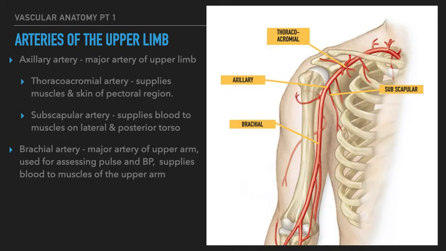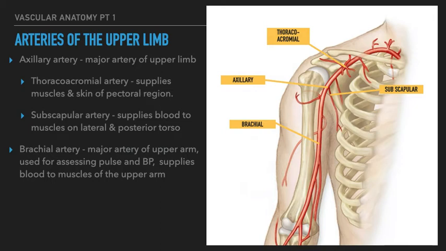Next is the brachial artery. The brachial artery is the major blood vessel of the upper arm. It is the continuation of the axillary artery beyond the lower margin of the teres major muscle, which isn't shown in this image. So it's going to continue down the ventral surface of the arm until it reaches the elbow.